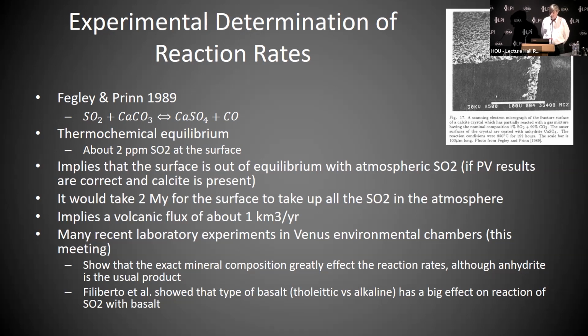What Fegley and Prinn calculated was it would take about 2 million years for the surface to take up all of the SO2 in the atmosphere if you just had free calcite reaction surfaces. And that this implied a volcanic flux of about 1 cubic kilometer per year, which I'll come back to later because it's an important constraint on what the current volcanic flux is today. And there are several lines of evidence that converge on a number close to this by a factor of 2 or 3.